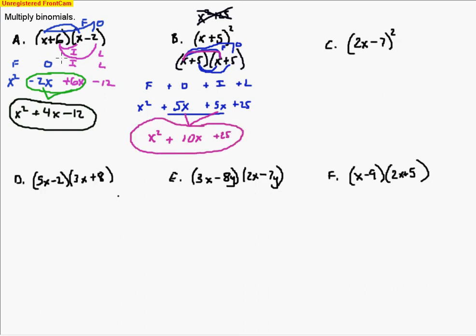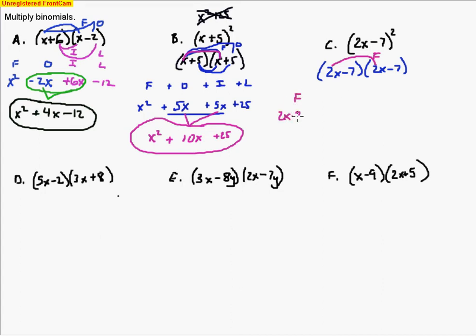Taking a look at the next one, the same sort of thing. We've got another binomial square. So the first thing you're going to do is write it out twice, and then we use that FOIL method. So we're going to multiply the first, outer, inner, and last terms together. So 2x times 2x. Those are our first terms. So first terms here, 2x times 2x.